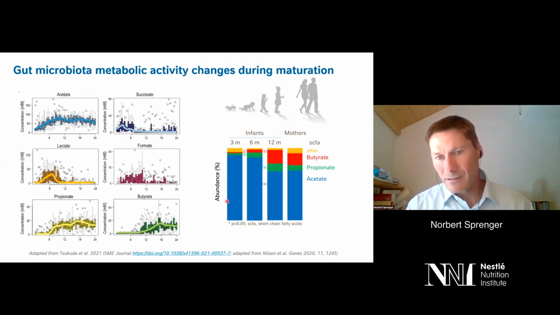Now, this is also reflected here on the right side, where you see the proportion of the different short-chain fatty acids and how they approach the profile in the infant gut, the adult, and in this case, the mother with time. So at 1 year of age, you have more or less the profile that is also seen in mothers.